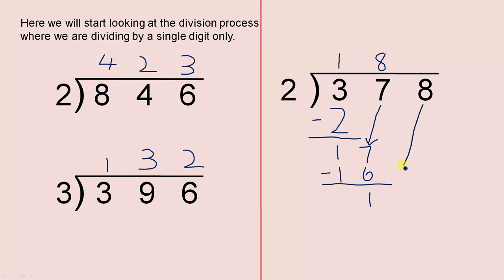Now we bring down the 8, so that 8 goes there. See that there like that? 2 into 18 goes 9 times. So we put the 9 there. 9 times 2 is 18. So that's very interesting. So when those two numbers are the same, and you do the subtraction, there are no remainders, and that means the division is perfect because there are no remainders. So the 2 goes into 378, 189 times, with no remainder.